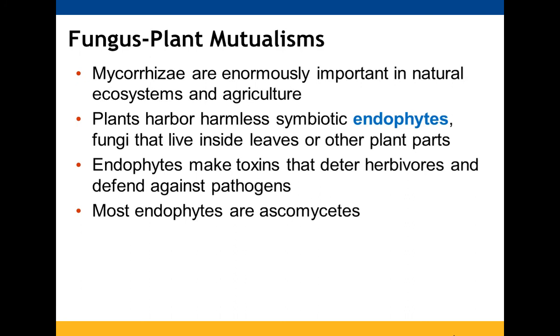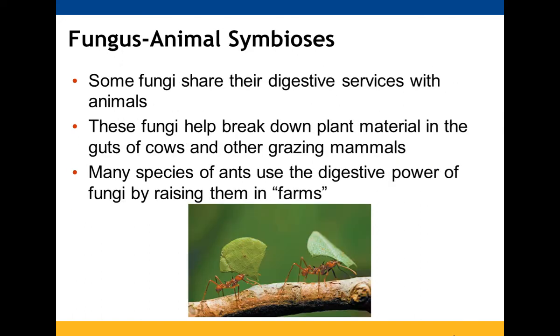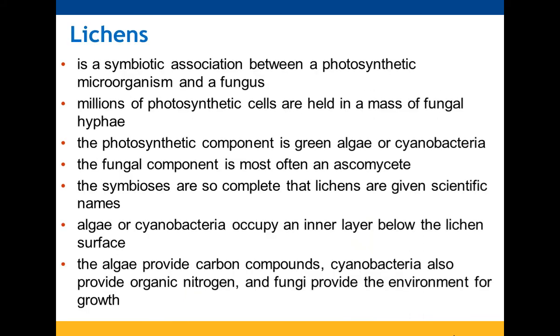So we're going to talk about mycorrhizae a little bit more. Plants have these endophytes, which are fungi that can live in their leaves or other plant parts. And these endophytes make toxins that keep herbivores or pathogens from attacking those plants. The endophytes typically are ascomycetes. Sometimes fungi help out animals by helping them digest things. So cow guts, they eat a lot of plants, or other grazing mammals. Fungi help to break things down. And ants can take advantage of fungi by raising them in farms.